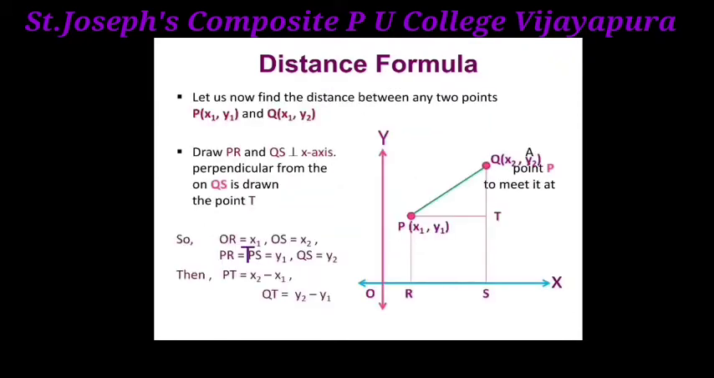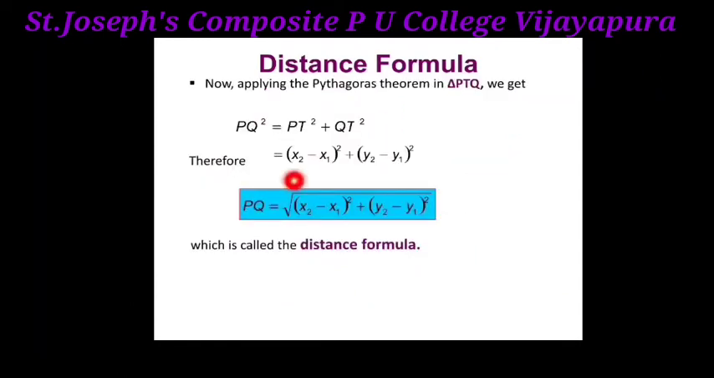And also already we know the Pythagoras theorem applying to right angle triangle PQT, that is PQ square is equals to PT square plus TQ square. Okay, so PQ square is equals to PT square plus QT square. So PT distance we already know, that is (x2 minus x1) whole square plus (y2 minus y1) whole square. So this implies PQ is equals to root of (x2 minus x1) whole square plus (y2 minus y1) whole square, which is called the distance formula. Understood? So this is a very important formula which is called the distance formula, using which we will find the distance between any 2 points.